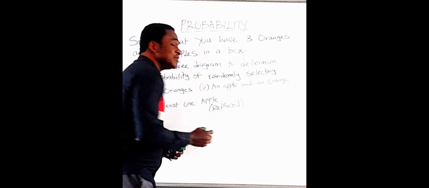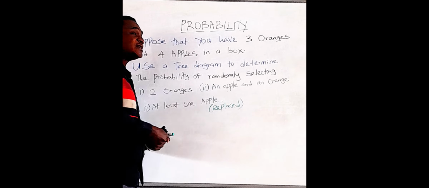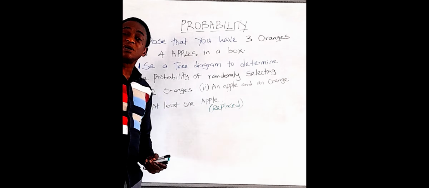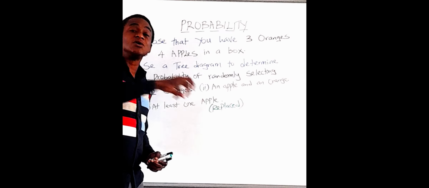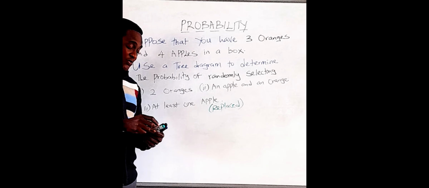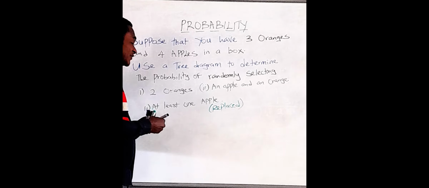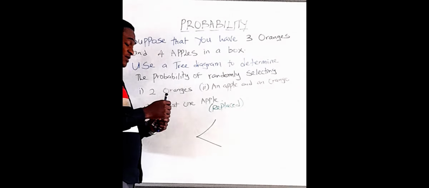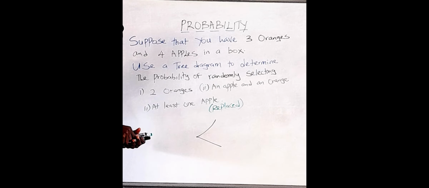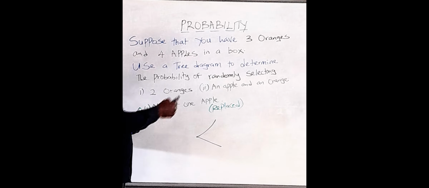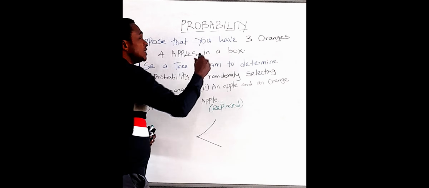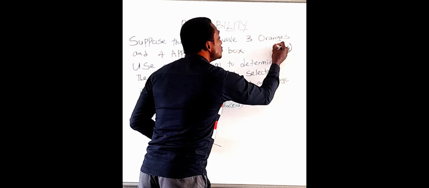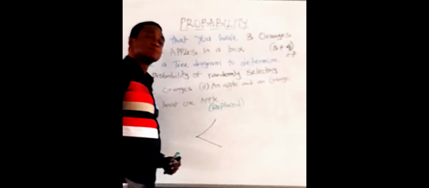Using my tree diagram. Replace means when the first orange was selected, it was placed back before the second option. So for us, we have a tree diagram here representing the 2 events that have occurred. The 2 events that have occurred here are oranges and apples. Now, first thing we must do is to add up all the number of items. We have 3 plus 4, so we have 7 items.